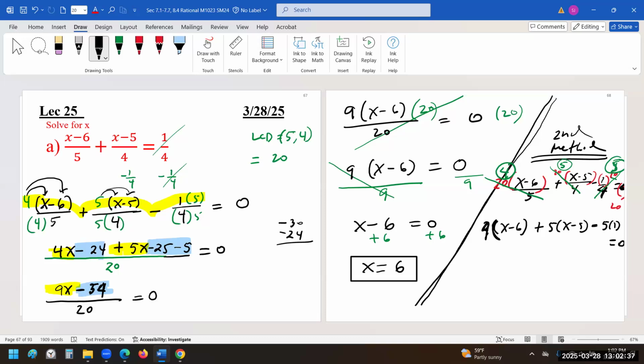But this method has a downside. If you had x in the denominator, then you would have to check what x cannot be. You must consider that. And then you distribute it, right? Right, Robert?